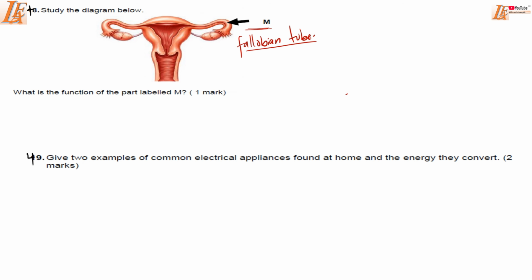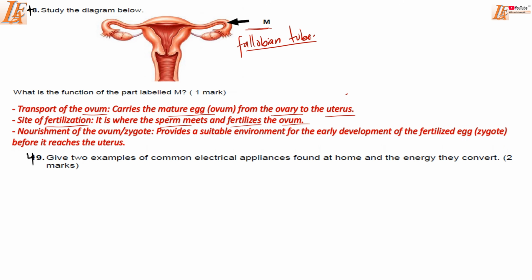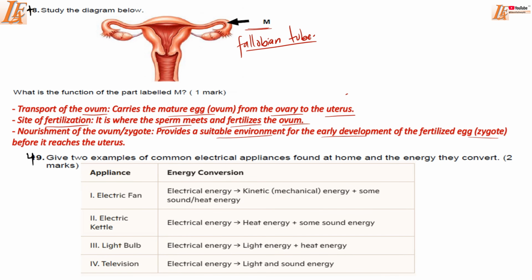And this fallopian tube serves three functions. The first one is that it transports the ovum. It carries the mature egg, which is an ovum, from the ovary to the uterus. Then the second function is that it's the site for fertilization. Fertilization takes place in the fallopian tube. This is where the sperm meets and fertilizes the ovum. Then the third one, it provides a suitable environment for early development of a fertilized egg, which we call the zygote. Then question 49, give two examples of common electrical appliances found at homes and the energy they convert.